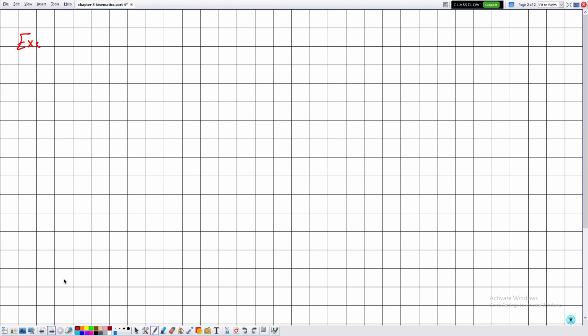Now if you consider exercise number 13, suppose that the position vector r is given by 3t multiplied by the unit vector i plus, for example, 2t squared plus 5t multiplied by the unit vector j. So let's say that part 1 of this exercise is: list the parametric equations.